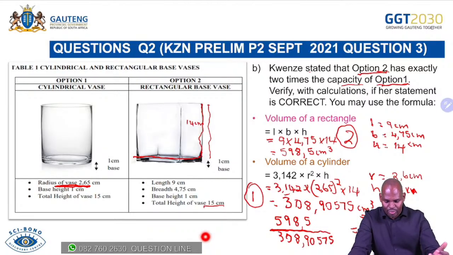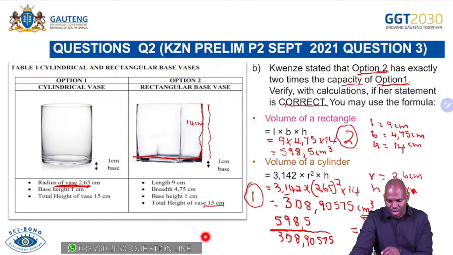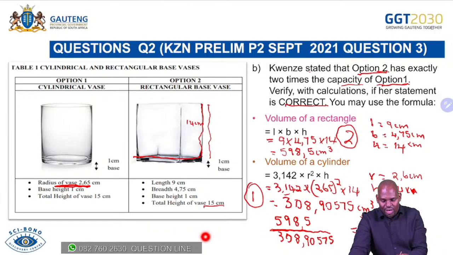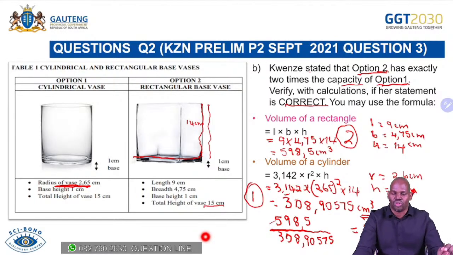It's not exactly 2. The question is, verify with calculations if her statement is correct. You may use the formula, but we have used the formula in this case, and we can see that it is not exactly 2. So we can say the statement is not correct, because it's not exactly 2 times more than the other one. So you had to do the calculations, then divide and check if it goes twice. In this case it doesn't go exactly 2 times. So that is that, boys and girls, for number B.